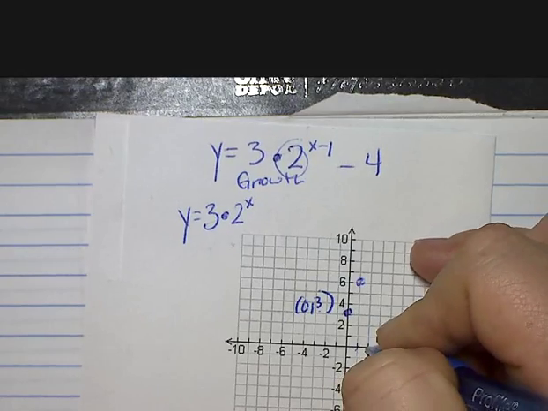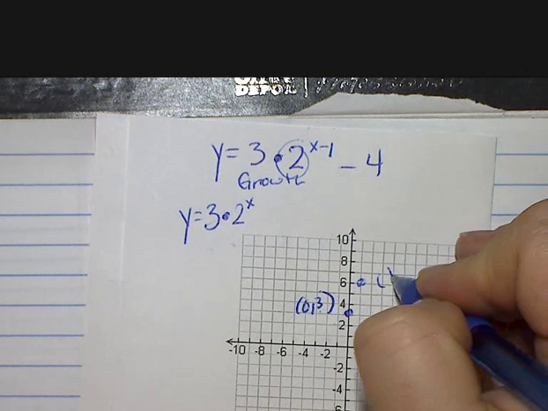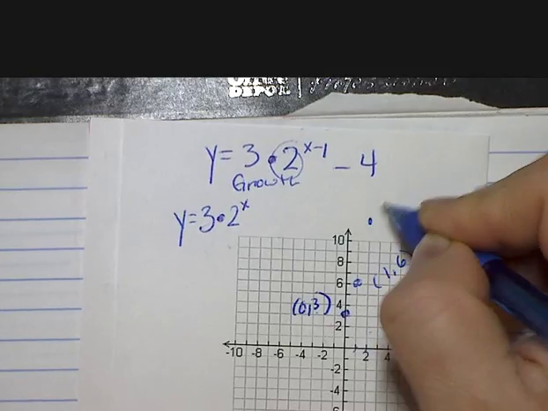So this is at 1, 6. And now we're going to go 2, 12, right? And the reason for it is we're multiplying the y value each time by 2.